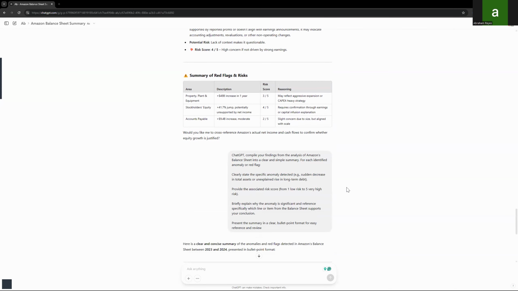ChatGPT, compile your findings from the analysis of Amazon's balance sheet into a clear and simple summary. For each anomaly or red flag, clearly state the specific anomaly detected, such as sudden decreases in total assets or unexplained rise in long-term debt. Provide the associated risk score from 1, low risk, to 5, very high risk. Briefly explain why the anomaly is significant and reference which line or item from the balance sheet supports your conclusion. Present the summary in clear, bullet point format for easy reference and review.